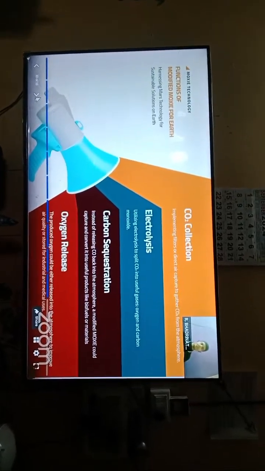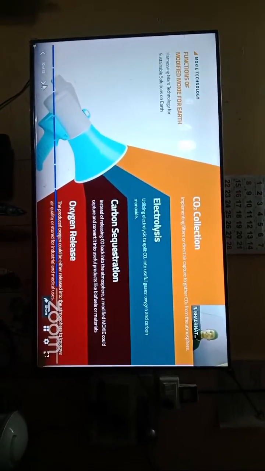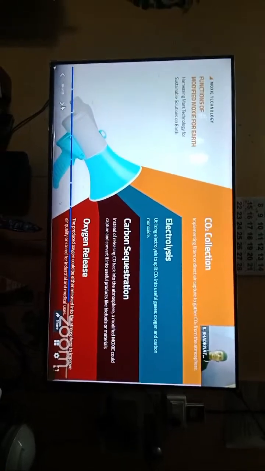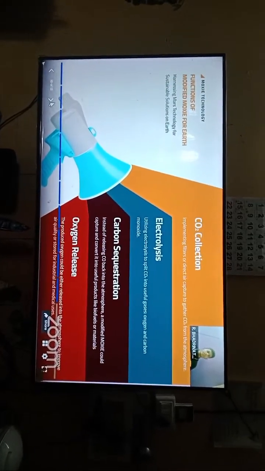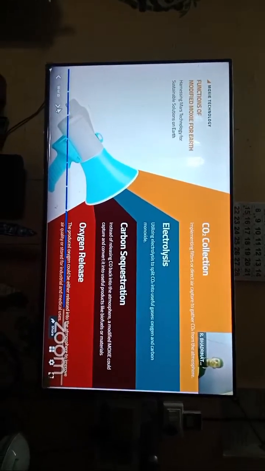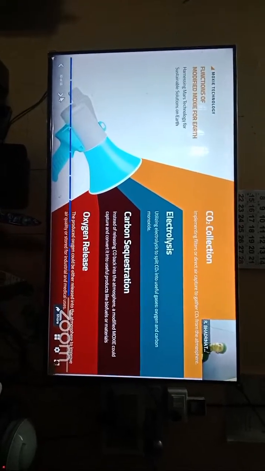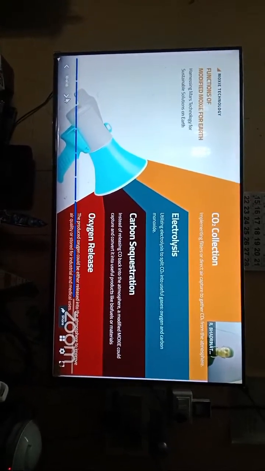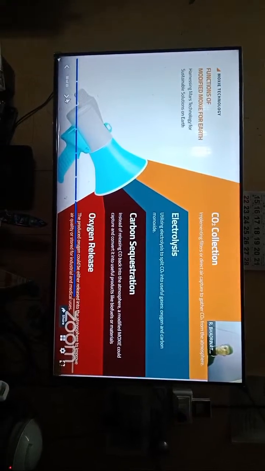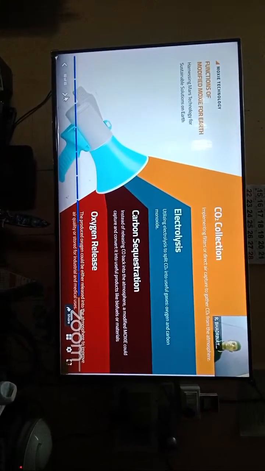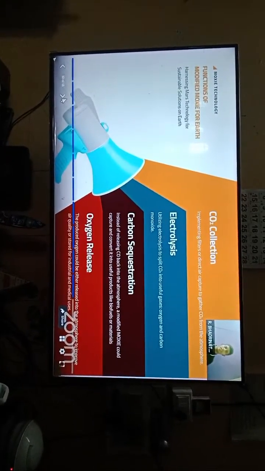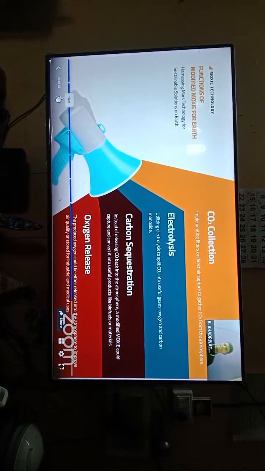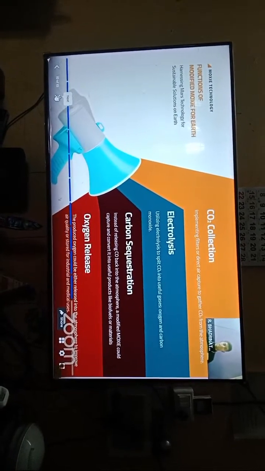Carbon dioxide, implementing filters or air capture. It does an electrolysis process to split carbon dioxide into oxygen. When the carbon sequestration happens, instead of mixing carbon monoxide in the atmosphere, it turns into products like biogas. And the fourth and final step is it releases oxygen.